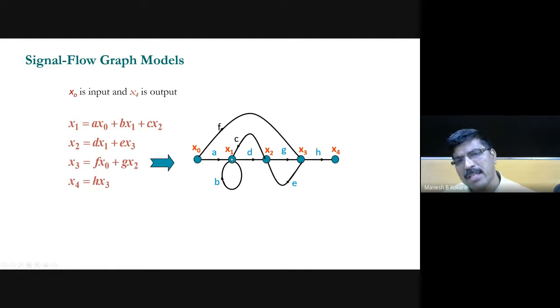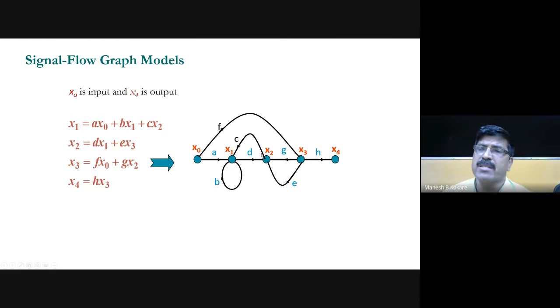So at terminal x1 there are 3 signals: one from x0, another from x1 itself, and a third from x2. With this mathematical equation we have drawn this signal flow graph. For the x2 node, there are 2 inputs, one from x1 and another from x3. From x1 the gain is d, so the x1 signal is multiplied with d and terminates at x2.